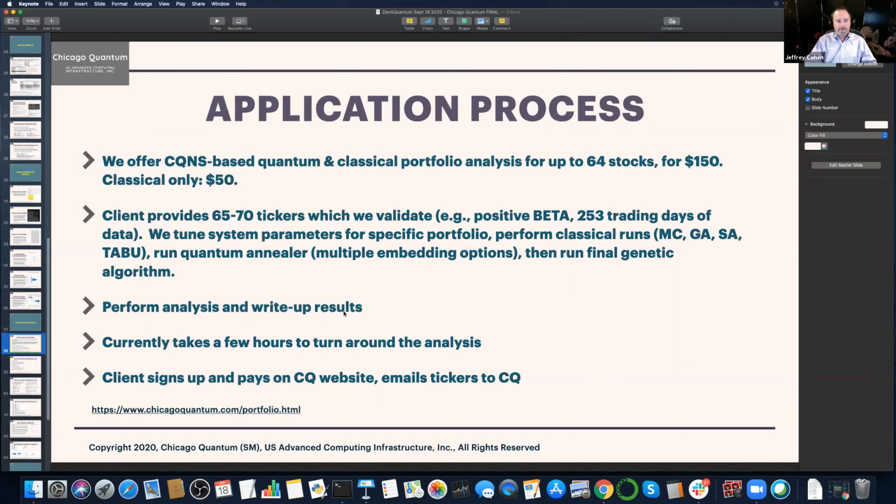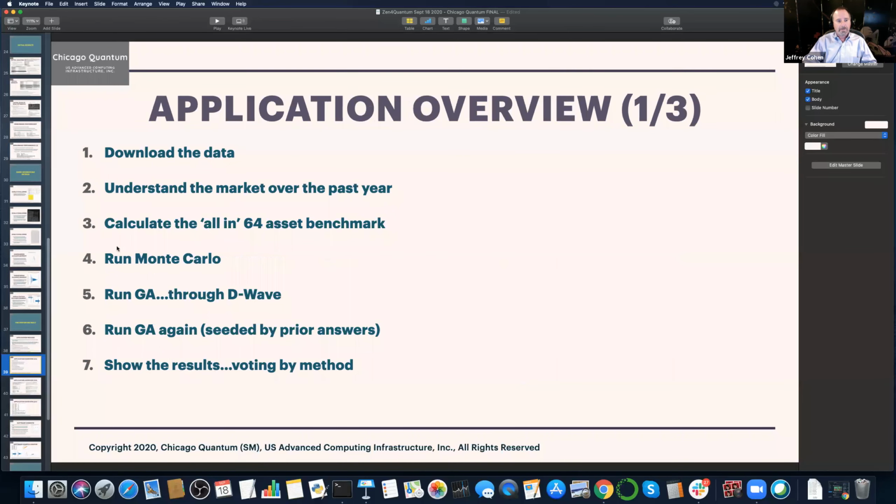And how it works: we download the data, we understand the market, we do the all-in, we do Monte Carlo, we run the genetic algorithm all the way through D-Wave, we run the genetic algorithm again, and then we show the results, and you think of it as voting by method. Sometimes one solution might look a little better. They might have the same Chicago Quantum Net Score, but they might have different stocks. So we give the client all of the votes of all the different models.